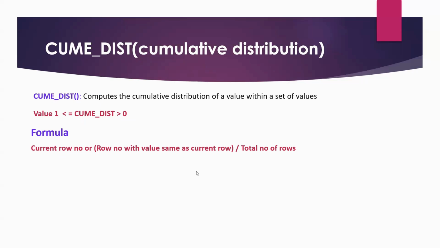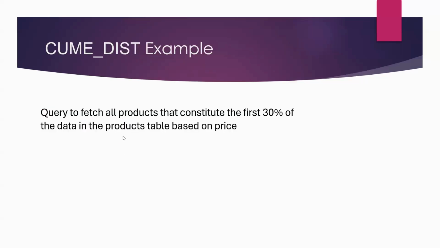So let's solve one example to get a clear idea what exactly cume_dist is. This cumulative distribution is based on a mathematical formula, so when you solve this question, you will get an idea how it is exactly working. This is the question: write a query to fetch all products that constitute the first 30% of the data in the product table based on its price. We already have our product table. Now we are going to find out the first 30% from this product table.